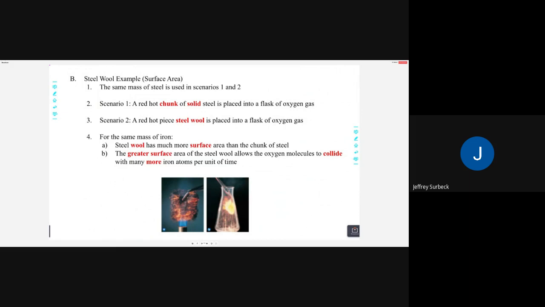Well, if you take that and you kind of spread it out, your oxygen can get in there, more room to roam, more room to interact. And so steel wool that's spread out is going to interact a lot faster. Okay, questions?